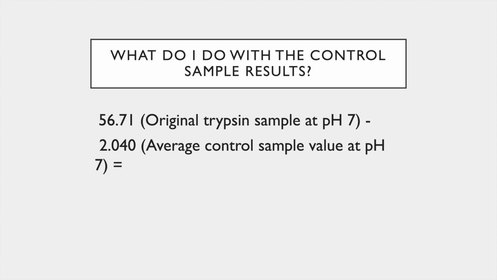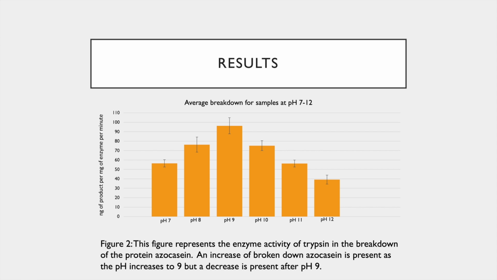And when you do this, it will give you the true value for your sample. And I can do this for any of the samples I use in this experiment to get the true value for the trypsin containing sample. So what we have here are the results for our trypsin containing samples.